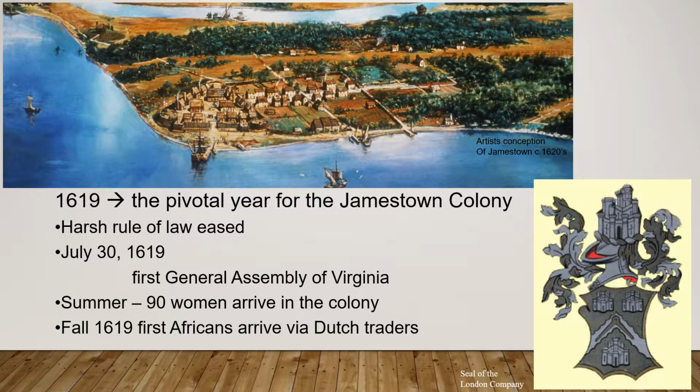1619, a pivotal year for the Jamestown colony. I have some bullet points here. Please take strong notes on each one of these bullet points. The first one, the harsh rule of law is eased. Now, for that one, I want to draw your attention to the image there on the top. Here we are, circa 1620s. The archaeology is pretty clear on this.